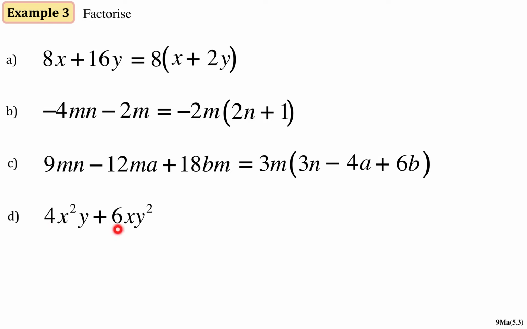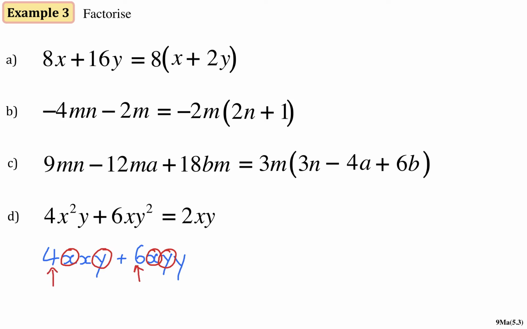Now, highest common factor for 4 and 6. 2 goes into 4, 2 goes into 6. There is at least one x and at least one y in each term, so I'm going to take out 2xy. Remember, when you see 4x squared, it really is the same as this. And 6xy squared is the same as this. And if you look at that, you can see that each term has at least one x, and each term has at least one y, and 2 goes into 4 and 2 goes into 6. So we've got 2xy as our common factor.